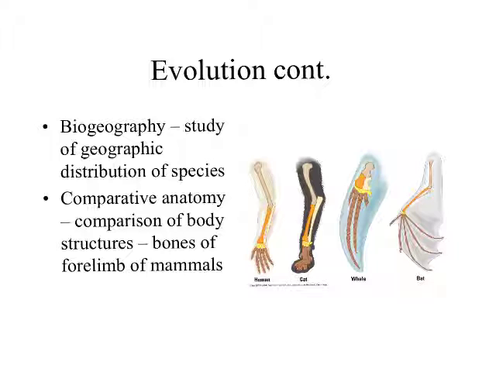So if we see here on the right, there's a human, cat, whale, and bat forearm, or forelimb, I should say. And the bones are somewhat similar in shape and location. So they figured, okay, we've got whales and bats and cats and humans who have a common ancestor back in the day.